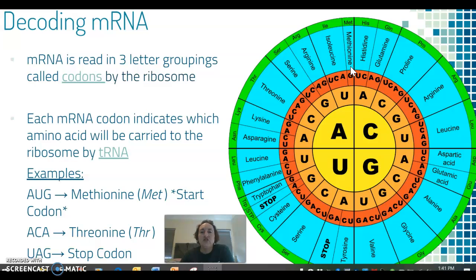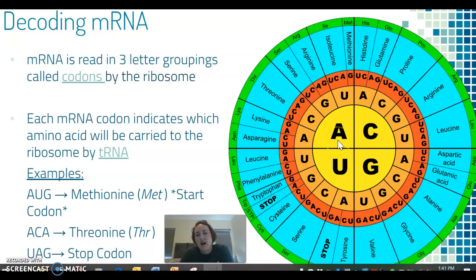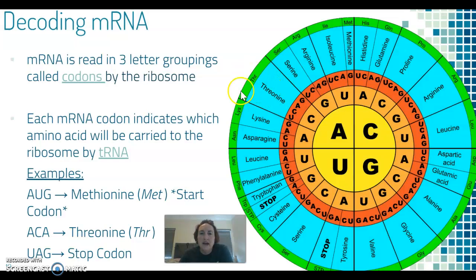Okay, let's try another one. Here we have ACA. Again, we look at this A, the first letter, in this yellow A here. Our second letter is C in the light orange color here. And then we're looking for A, which is right here, and that is threonine. It happens to have the abbreviation right here in the green area and the actual name of the amino acid in the blue. I would only ask that you please just put the abbreviation. It's way easier. And no, I do not expect you to memorize this chart. You will always have it available to you.